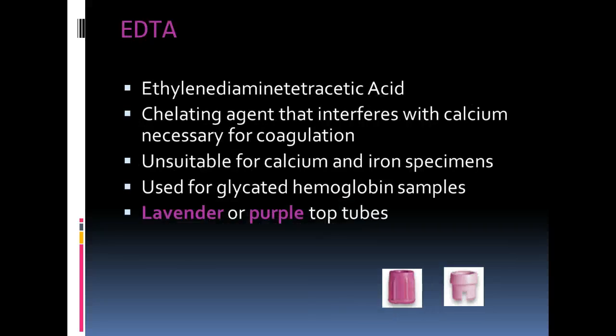Next one is EDTA, otherwise known as ethylene diamine tetraacetic acid. It binds up all the calcium in the tube so it doesn't coagulate, so it does not clot. It stays liquid. This is not suitable for calcium and iron specimens, as you can imagine, because it binds up all of that, or chelates it. Chelate means binding. We can use it for glycated hemoglobin samples or any type of hematology sample where we want a whole blood liquid sample. They're usually a pretty little purple top like this.